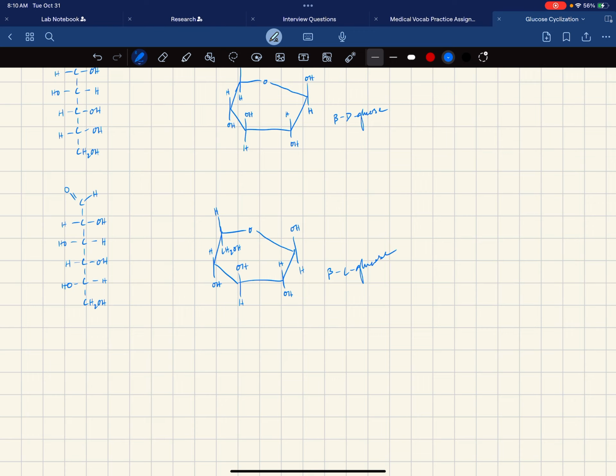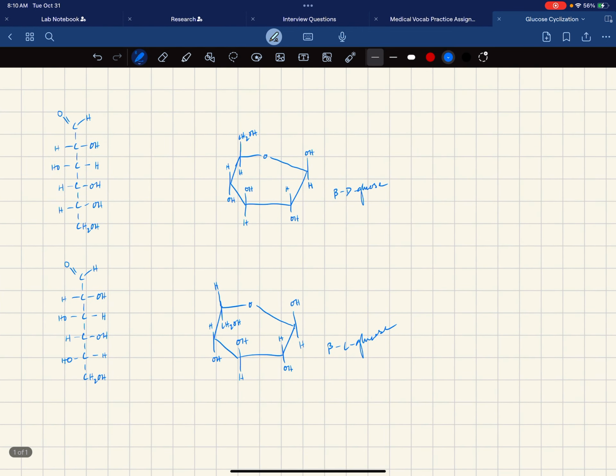And so I hope that was helpful in understanding why these reactions happen, and how to tell very quickly if something is D or L from looking at the ring form. And yeah, I think that's pretty much it. I hope that was helpful.